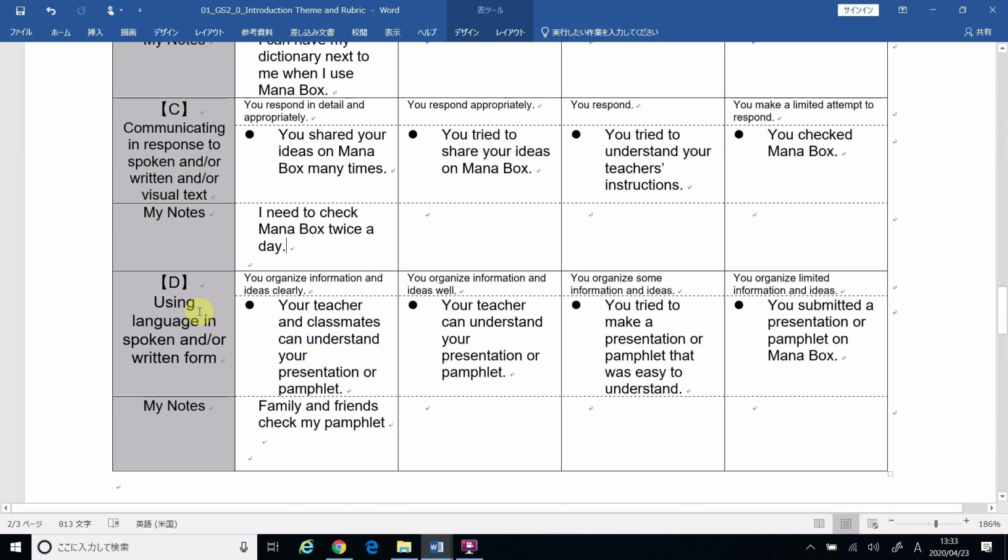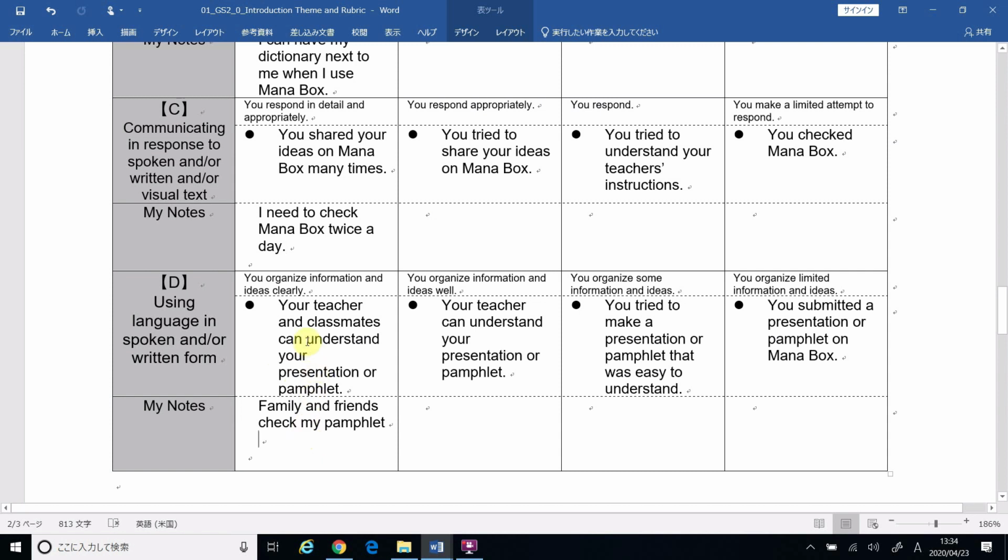And last one is D. My teacher and classmates can understand my presentation or pamphlet. So I think I will do a pamphlet. I'm not very good at computers. I do enjoy drawing. I have a computer, but I'm not very good at using it. I think making a pamphlet would be better for me. Maybe next time I can try to challenge making a presentation on the computer. But this time I will make a pamphlet.